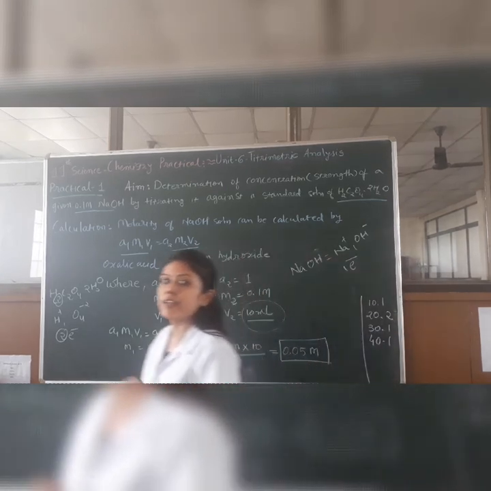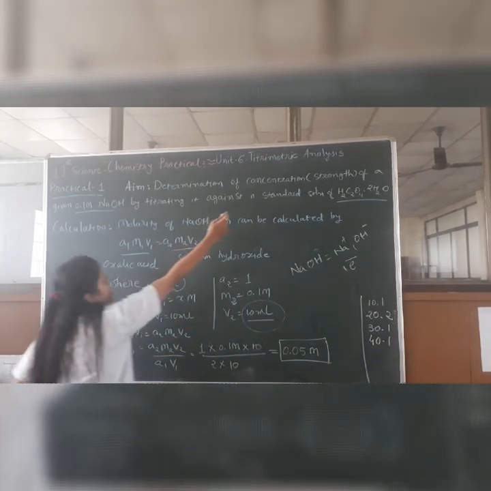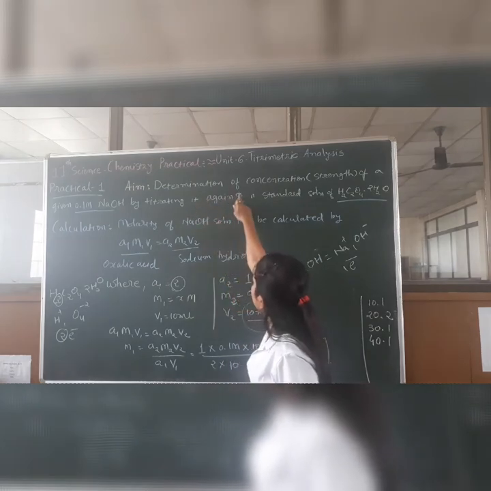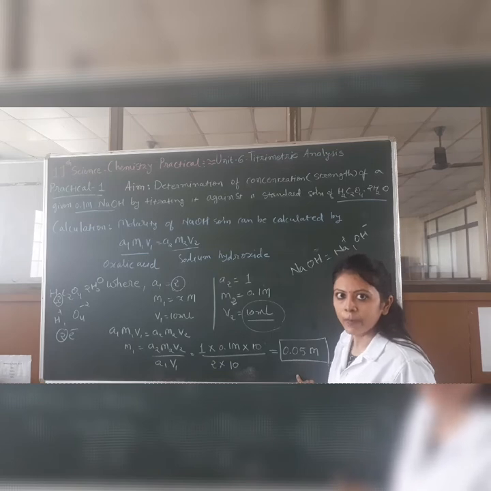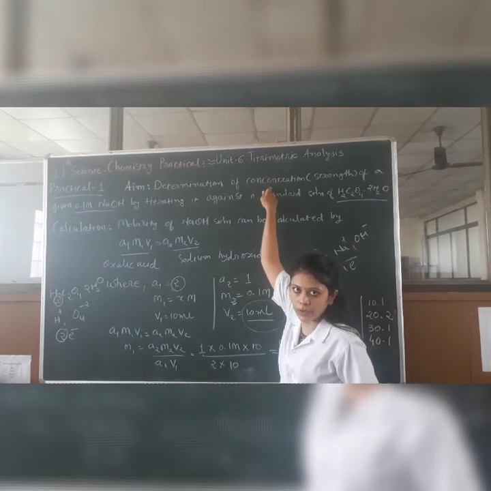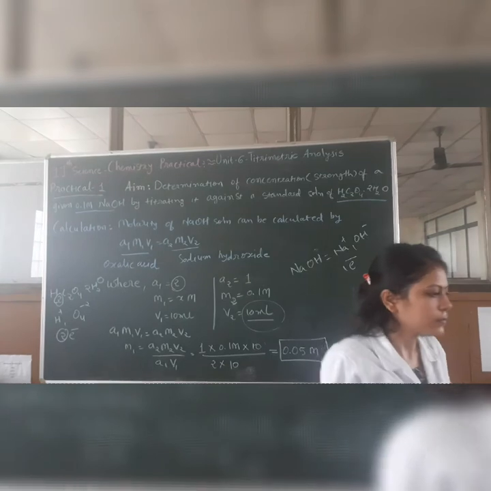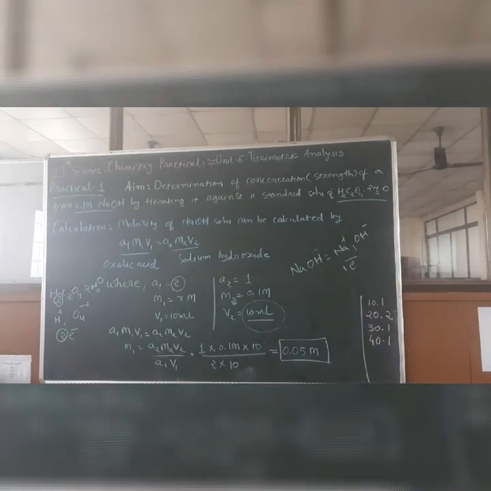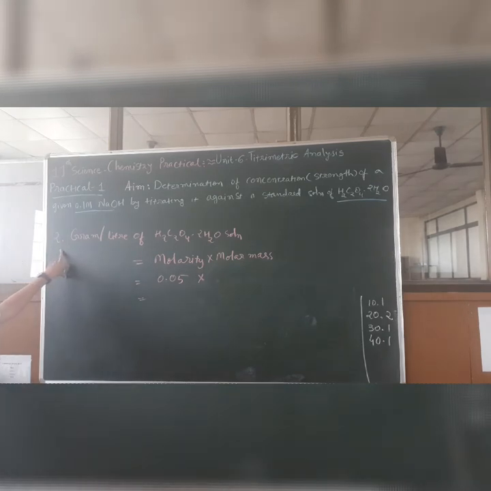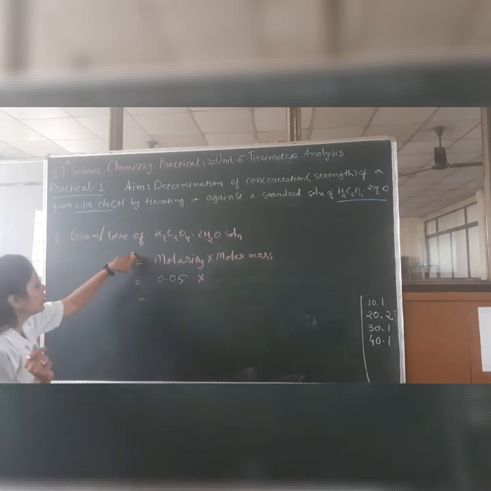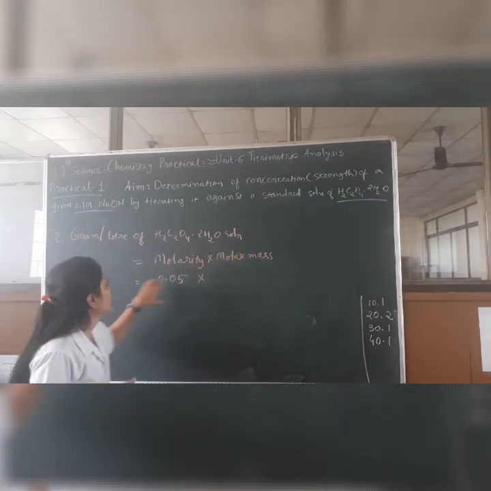Now we have to find the strength, that is the concentration. To determine the concentration, strength, first we have to find the molarity, then we have to find the concentration. Okay students, let's move. Let's go for another calculation. First, the molarity of oxalic acid. Now, second, gram per liter of oxalic acid solution.